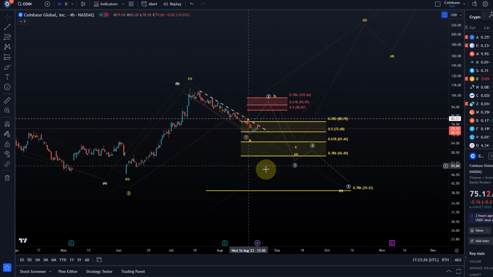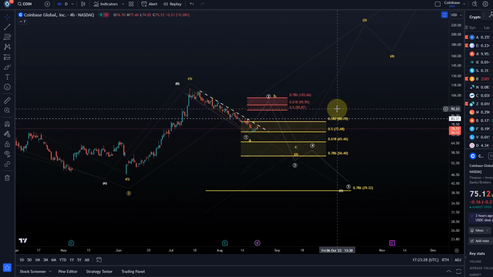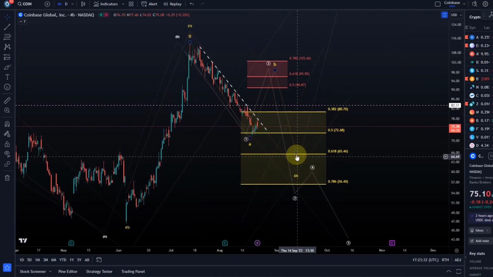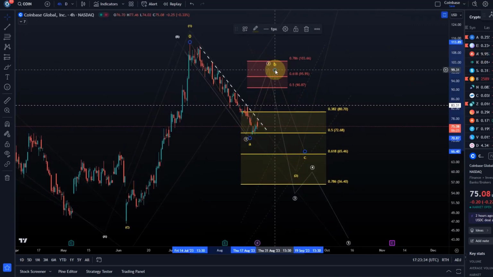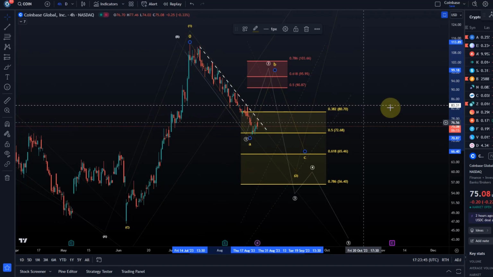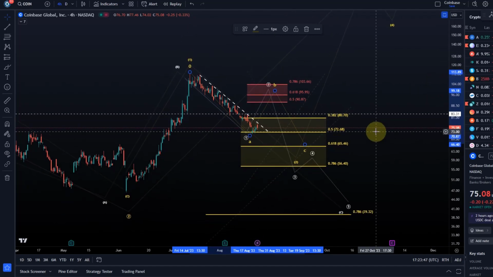But from a structural point of view, and if we talk about likelihood, we'd like to see a nice B wave bounce and the C wave down. And when we have the B wave bounce, we can calculate the target for the C wave. So it's a bit of a waiting game at the moment. It's unfortunately not very clear what's happening here in this move down, so I need more price action to determine what's going on.